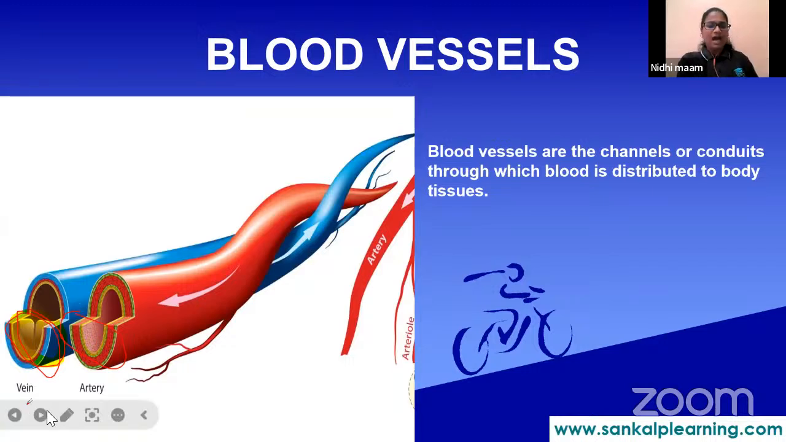So here, arteries will not be having the valves. Very important question. That is why I said, remember it.